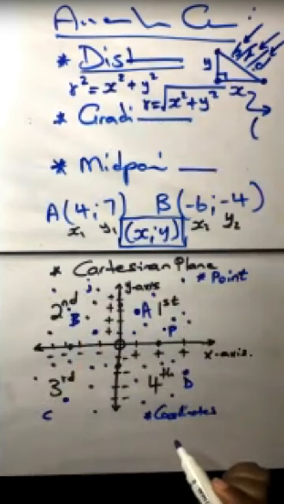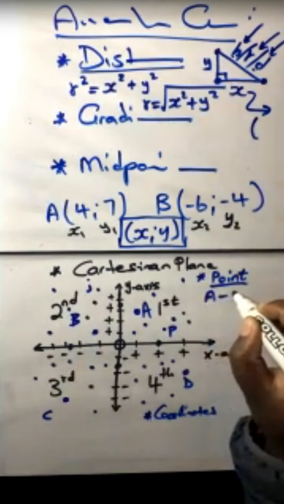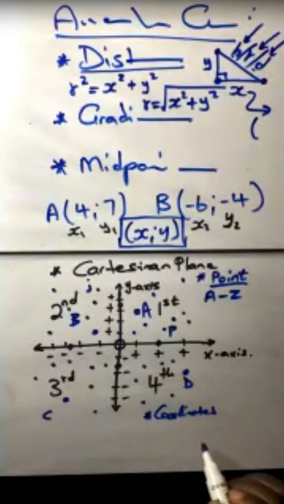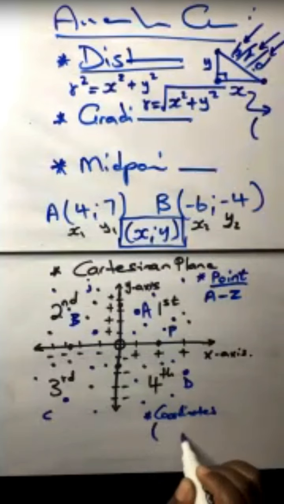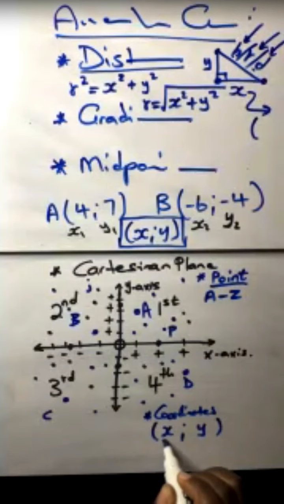Now, what are the coordinates? The coordinates, so that means a point can be represented by a letter from A up to Z. That part I hope we understand. So the coordinates are represented by X and Y. Why X and Y?